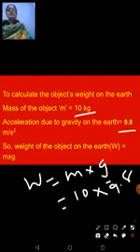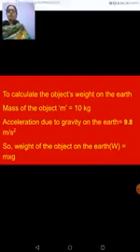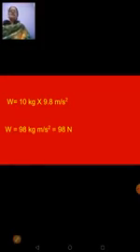Therefore, weight will be m into g, which is equal to 10 into 9.8. So again, 10 into 9.8, a decimal point is there. Therefore, it will be 98.0, which is equal to 98 kilogram meter per second square. Your kilogram meter per second square is what is called your Newton, right? Therefore, the object's weight on the earth is 98 Newton. Clear? So, we have completed the first sum.